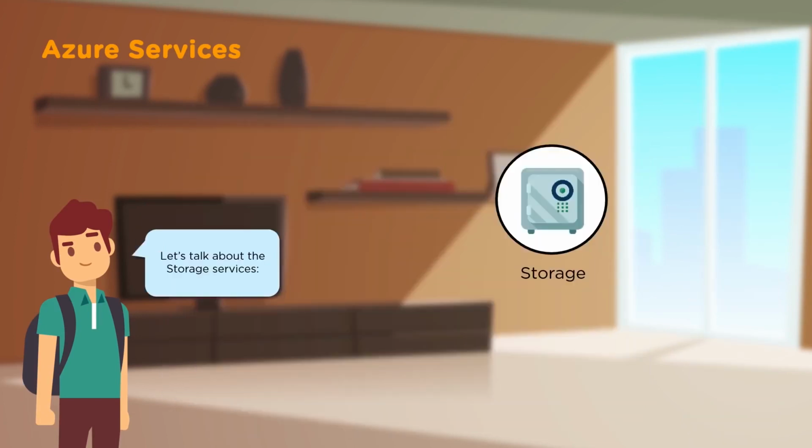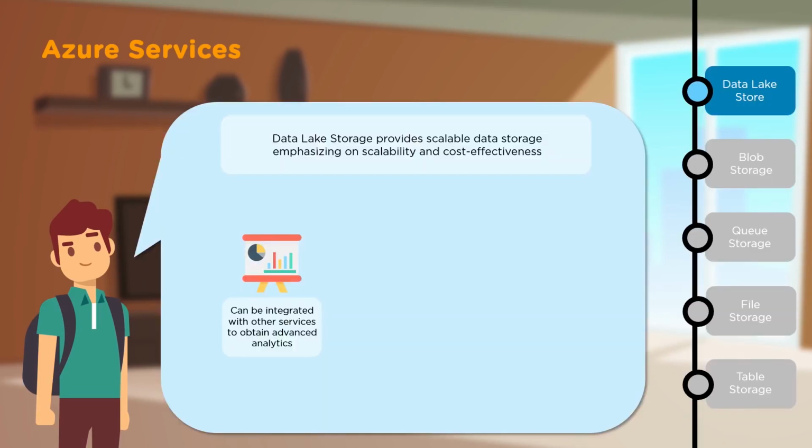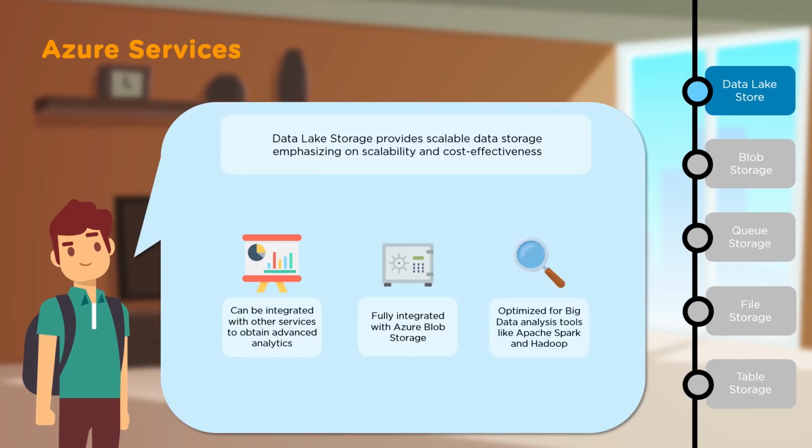Now let's talk about the storage services. First, we have Data Lake Storage. Now with this, what you get is a scalable data storage with an emphasis on cost effectiveness and scalability. Now it comes of maximum use when you integrate it with other services so that you can get analytics on how the data is being used. It is also integrated with other services like the Azure Blob Storage. Now it is also optimized for big data analysis tools like Apache Spark and Hadoop.